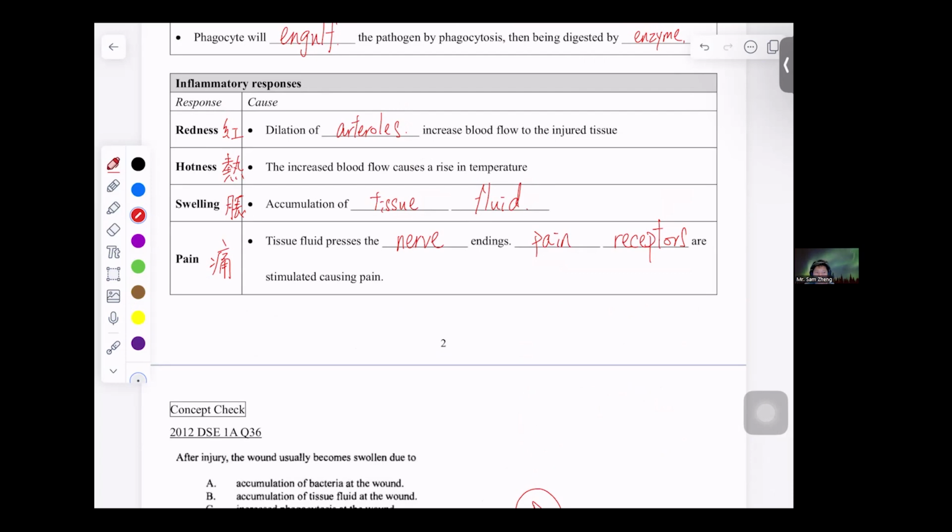Now, why will we have the swelling, or why will there be hotness? Hotness is because of the increased blood flow, and this will cause a rise in temperature. While for swelling, there will be an accumulation of tissue fluid. So why will there be an accumulation of tissue fluid? This is because it is caused by the increased permeability of the capillary.